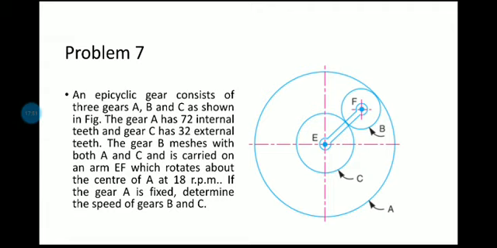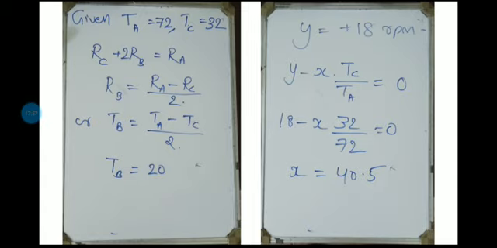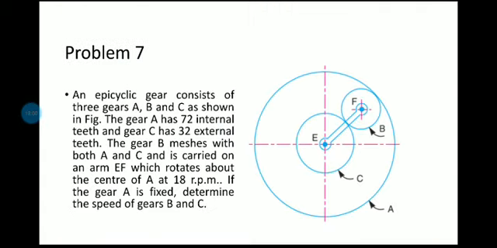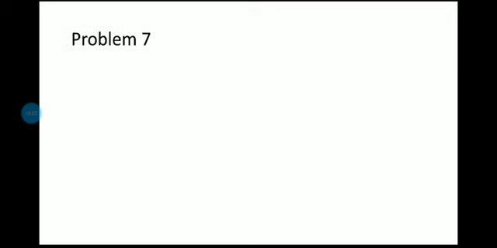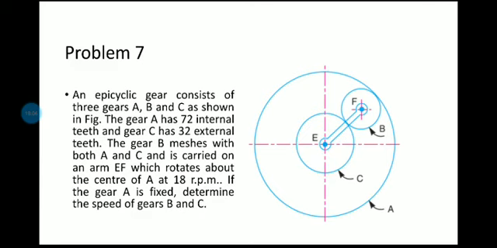Now the third question. The remaining two questions you can solve like this. I'll just mention the important points. Third question: for gear A, the number of teeth on A is given, the number of teeth on C is given, but B is not given.